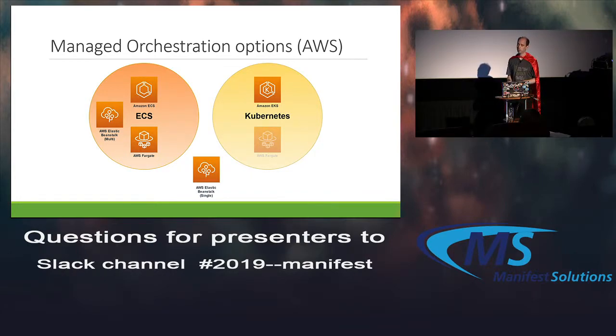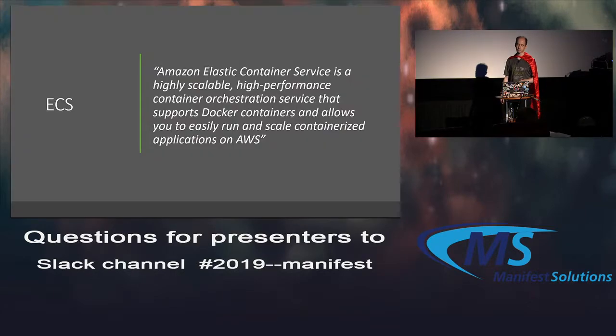And then in Kubernetes, you've got the Elastic Kubernetes Service. It's actually got a much longer name than that. And I've got a grayed out box for Fargate there because there was a promise of Fargate being available for EKS. I don't believe that's come about yet. So you don't have a serverless option in Kubernetes yet. So I'm going to talk about ECS first.